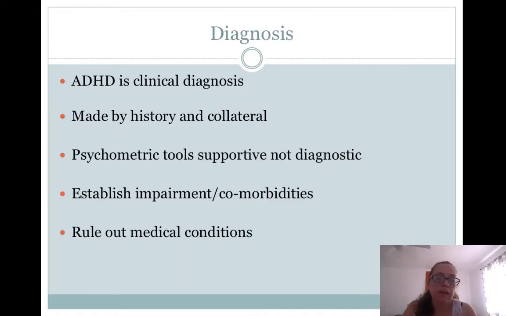Okay, so it is a clinical diagnosis, and what I'm saying is it's made by history and collateral. So when did this start? When did it become a problem? If it was before age 7, maybe we say it's ADHD. But what is their family history? What's going on around them?